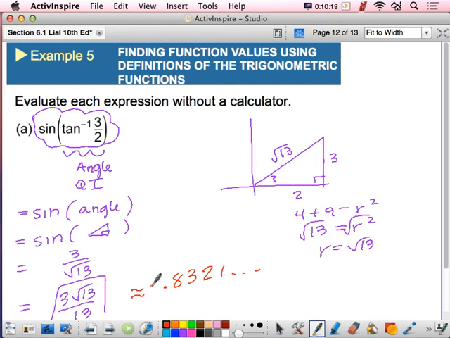But guess how many points I'm going to give you if you only write 0.8321 in the blank? None. None at all, because you have failed to do any of the trig that I asked you to do. But at least you can check your answers. Any questions about that one?